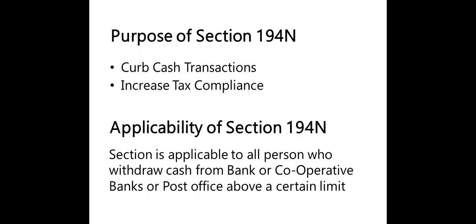Applicability of section 194N. This section is applicable to all the persons who withdraw cash from bank or cooperative banks or post office above a certain limit. All persons means be it an individual, be it a HUF, be it a partnership firm, be it an AOP, be it a BOI, be it a company, be it an artificial juridical person. So any person who withdraws the cash from any bank, from a cooperative bank or from a post office, there is an "or" in between.